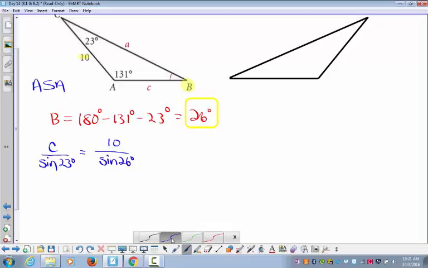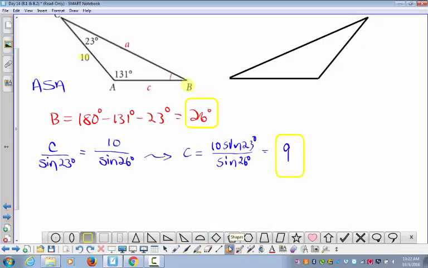Just remember, if you do a side on top on the left, you have to do a side on top on the right. You just have to be consistent. And then we multiply both sides by sine of 23 degrees. We type that into our calculator, and we're going to round to the nearest unit. And what do we get? Nine. Okay, thank you. All right, side C.